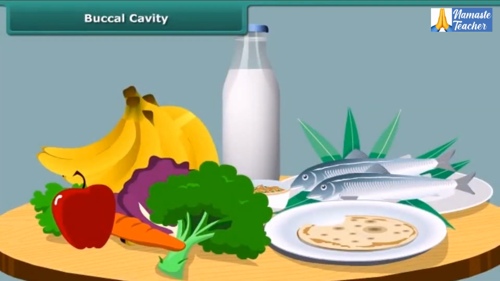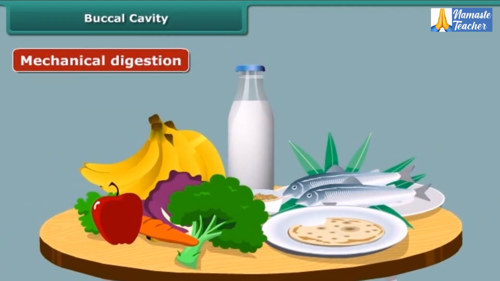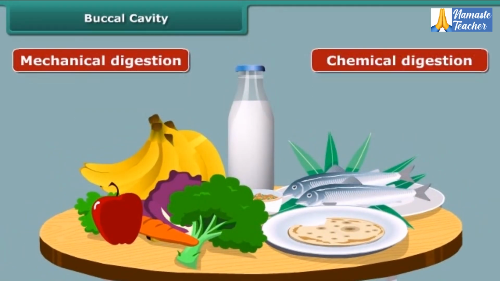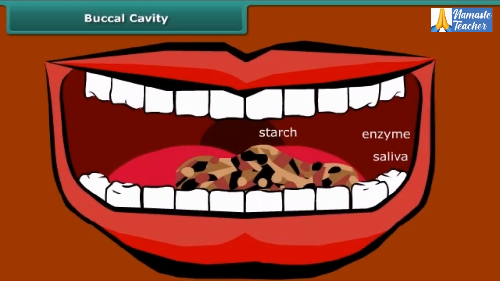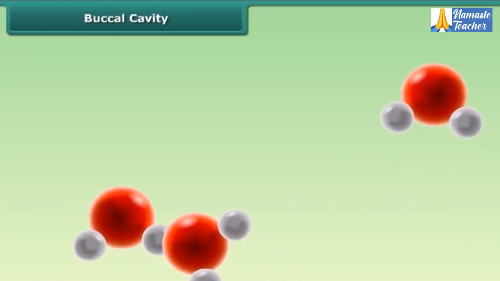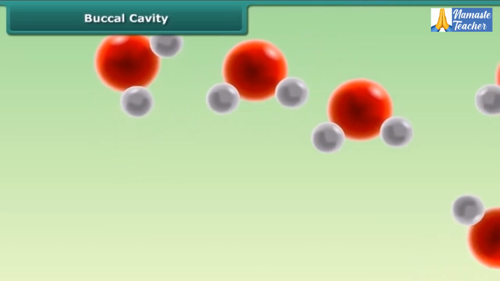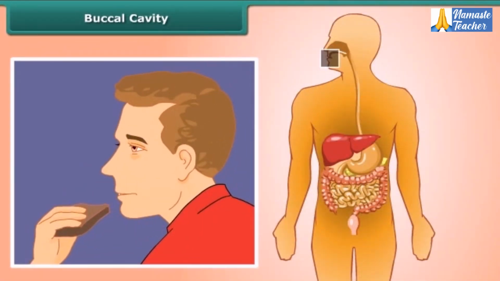Breaking down of food occurs in two ways: mechanical digestion and chemical digestion. Mechanical digestion is the physical breaking down of food when we chew the food with the teeth. Chemical digestion is the chemical breakdown of food into the molecules the body can absorb. Both types of digestion take place in the mouth.